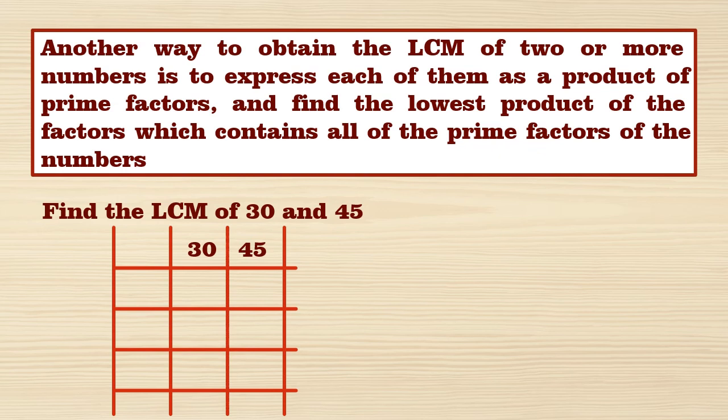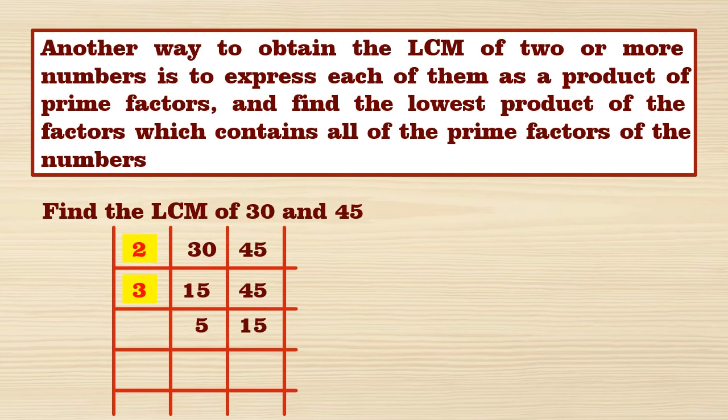So we check which prime number can divide 30 or 45. We are going to start with the first prime number, which is 2, and 2 can divide 30 into 15. So we put 15, and 2 cannot divide 45 without remainder, so just drop 45 down. Then we check 3, which is the next prime number. So 3 into 15 is 5, 3 into 45 is 15.